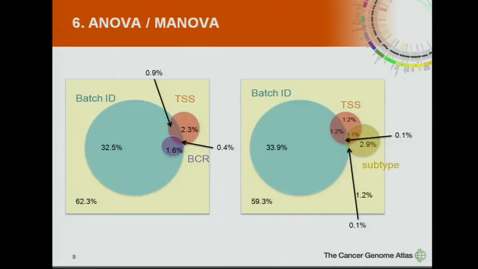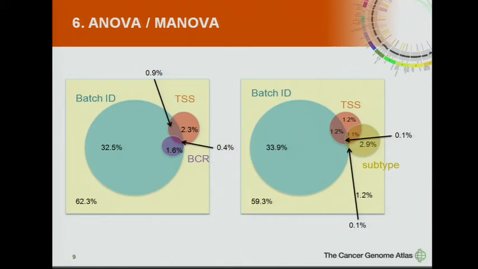Then we have ANOVA and MANOVA tools. And this actually quantifies the amount of variance that can be explained by any one variable. So the amount of variance that can be explained by batch ID or by TSS or by BCR or even by subtype, which is a good variable. We want the variance by subtype to be maximized. So it shows you all of those variables in a neat Venn diagram.